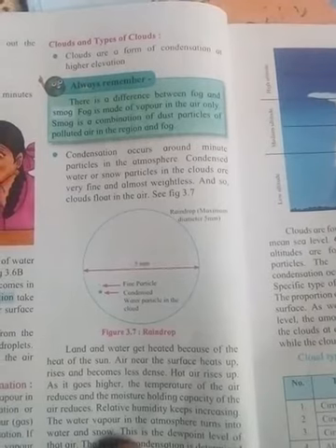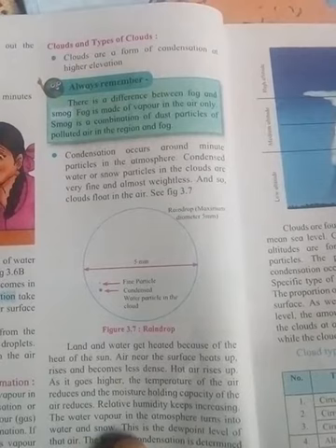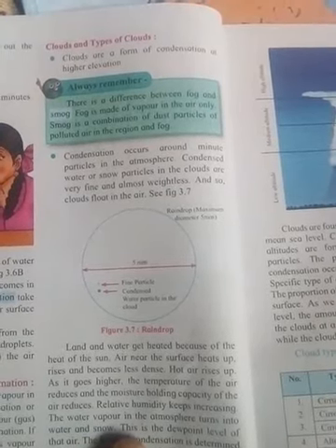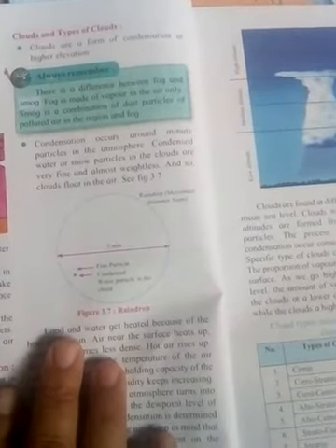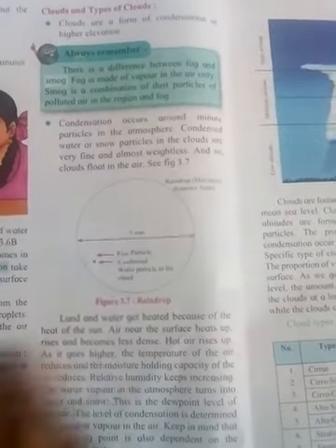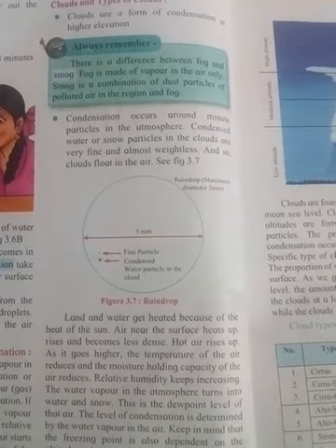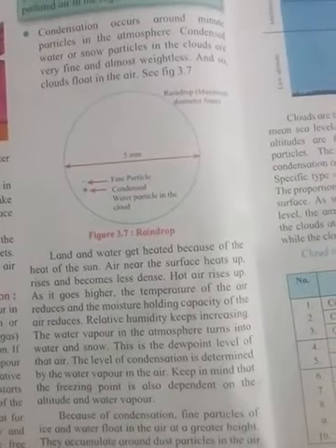Condensation occurs around minute particles in the atmosphere. The condensed water and snow particles in the clouds are very fine and almost weightless, and so clouds float in the air.